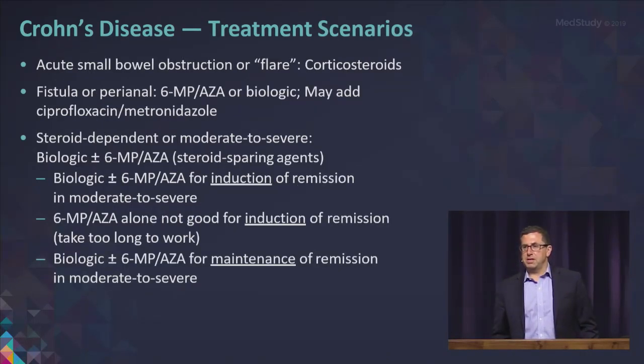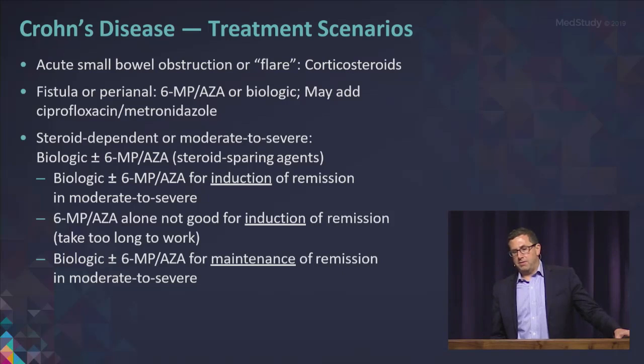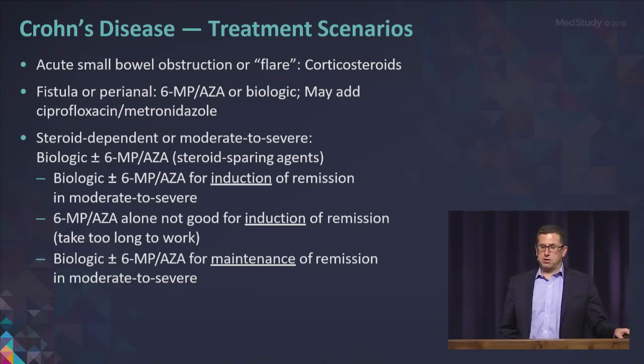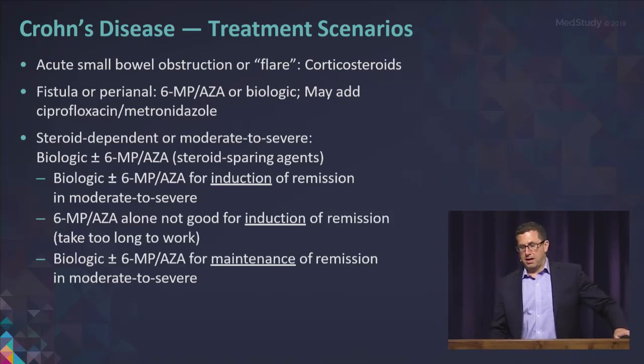Some treatment scenarios that you may see in clinical practice are on a test. So if there's acute small bowel obstruction or a flare, you may want to start the patient on steroids, IV steroids potentially, but again, you don't want to leave them on that long term. If the patient has fistula or perianal disease, 6-MP azathioprine or biologics could work, as can certain types of antibiotics like Cipro or Flagyl. If the patient has steroid-dependent or moderate to severe disease, you really want to put them on a biologic plus minus 6-MP azathioprine, because these are steroid-sparing agents, and the goal is to get the steroids off. And then you have to make the distinction between induction of remission and maintenance.